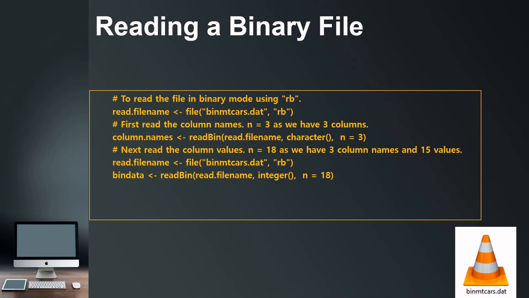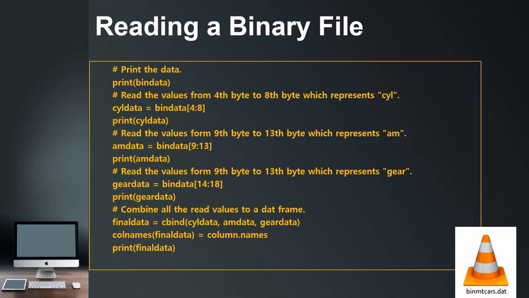After that, because this is a binary file, we have to mention how many bytes at a time we are going to read. So here I have used 3. So the first 3 bytes will be used as the first column. Next, again reading, the file name, converted to integer, and then 18 bytes. Now this is going to be printed.